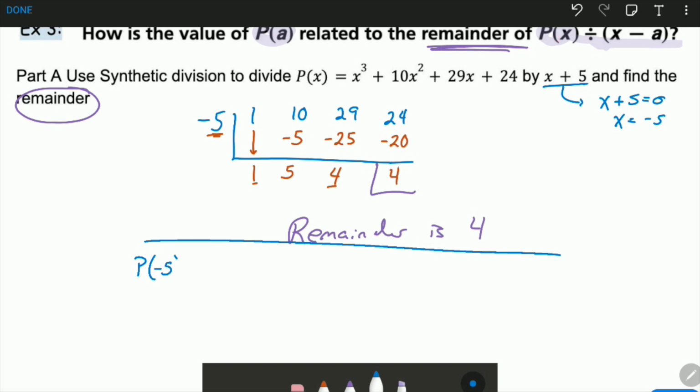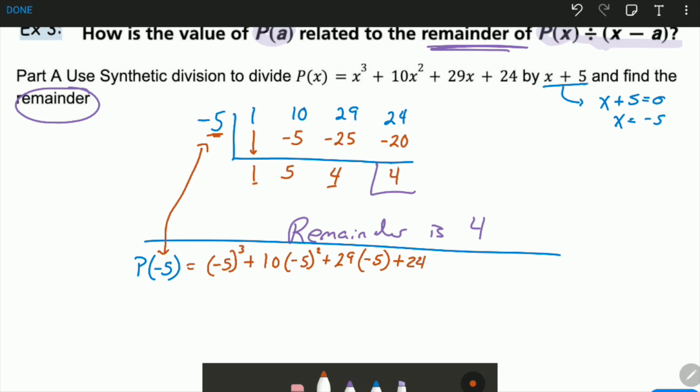So P of negative 5, which I do want to point out is the same thing as what the root is. There is the same number there. But what that means is we're going to replace x with negative 5. So we're going to have negative 5 to the third plus 10 times negative 5 squared plus 29 times negative 5 plus 24.